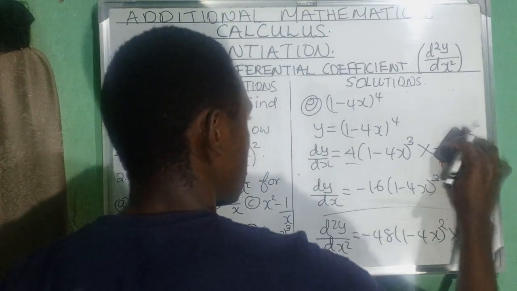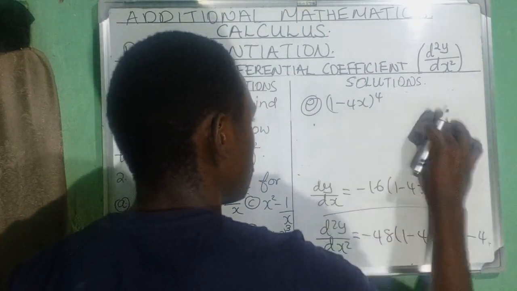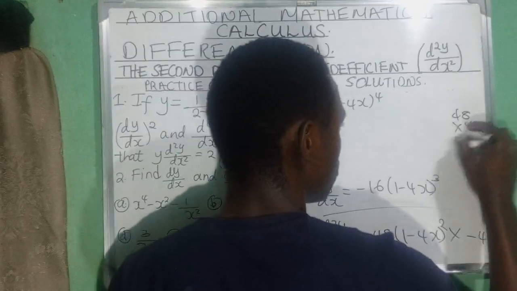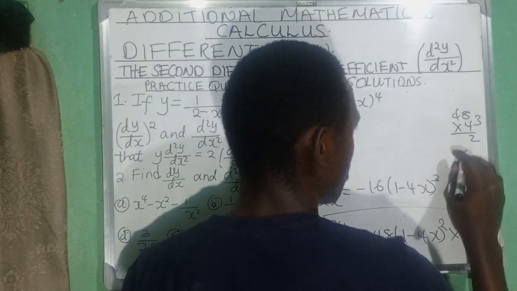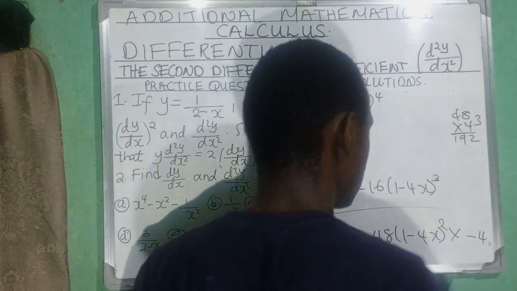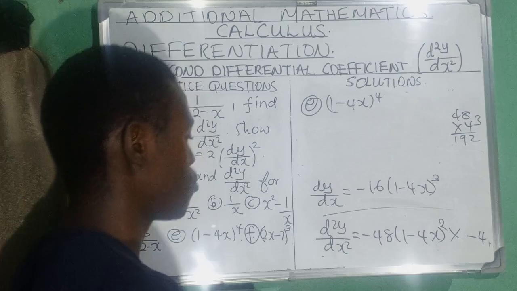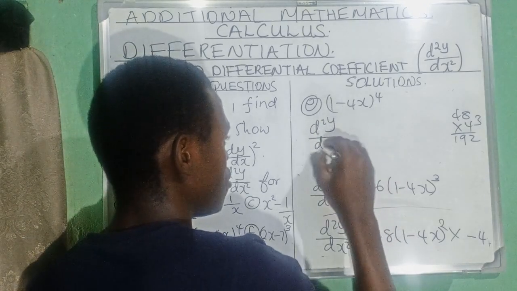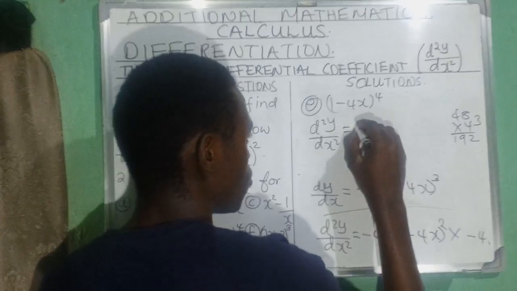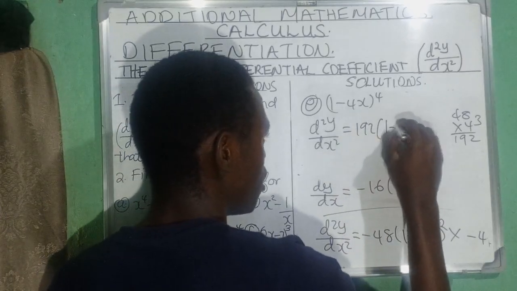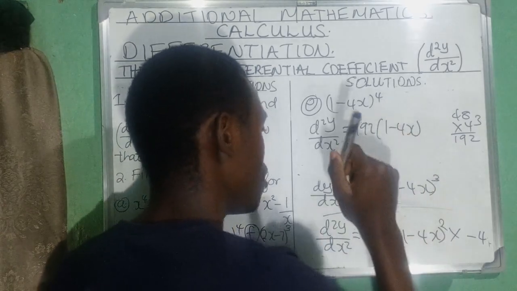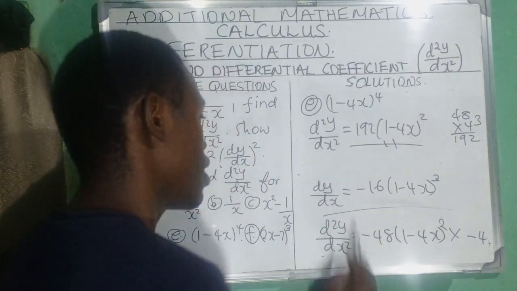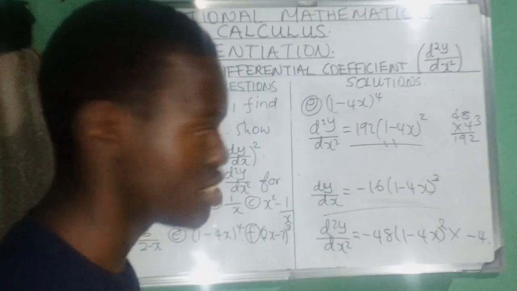So I'm going to clean up at the top, and then I'm going to simplify 48 times 4. This is a 32. 4 times 4 is a 16, so 192. So I'm going to get positive 192. So the d2y dx2 is going to be equal to 192 multiplied by 1 minus 4x raised to the power positive 2 as your final answer. So this is your dy dx, then that's your d2y dx2.